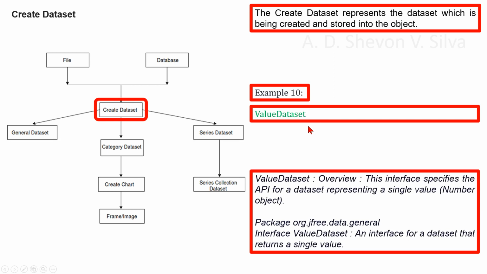Overview of value dataset. This interface specifies the API for a dataset representing a single value number object. Interface ValueDataset in package org.jfree.data.general. An interface for a dataset that returns a single value. A default implementation of this interface is provided by the DefaultValueDataset class.